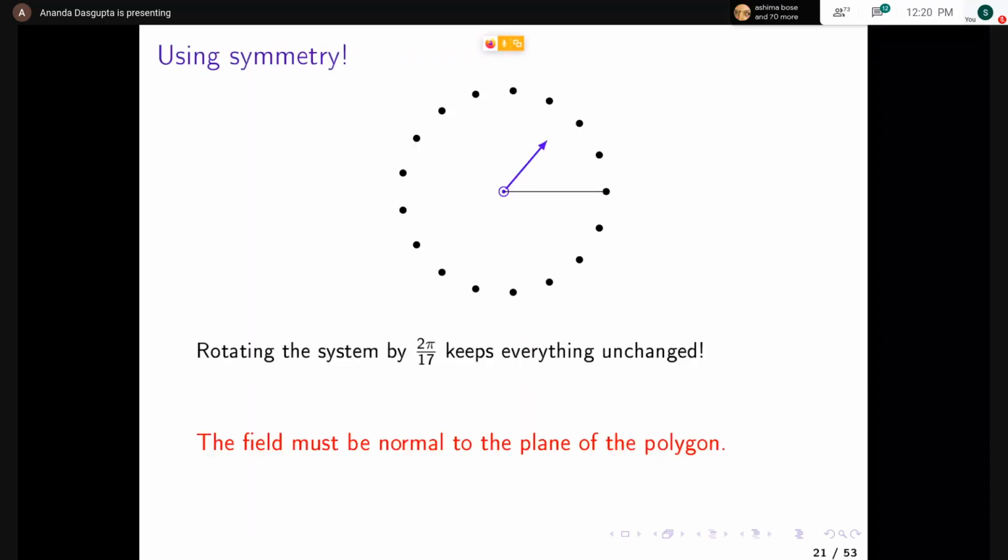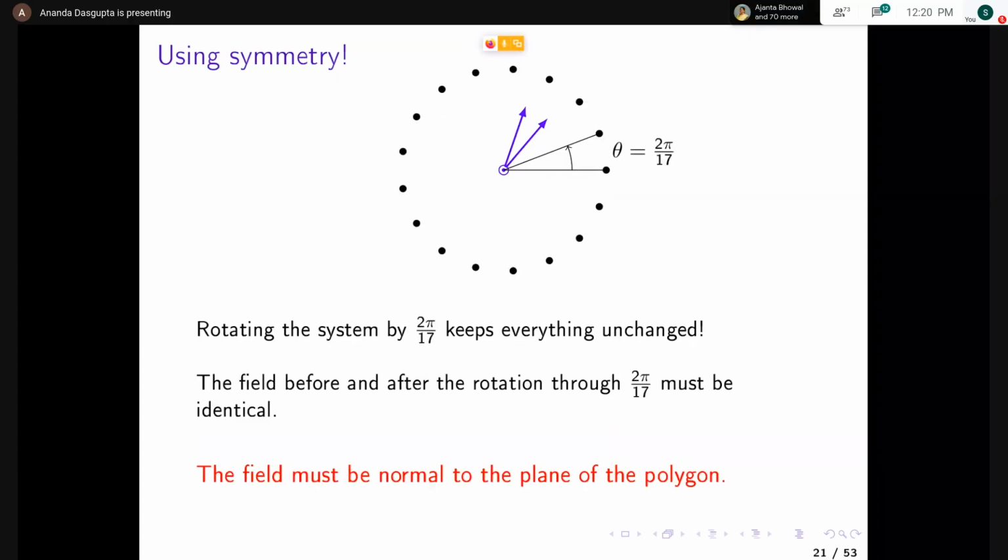And the answer goes this way. Without knowing anything else, we would say, okay, it's possible that there's an electric field component out of the plane of the mirror, and there's an electric field component in the plane of the mirror. But if I rotate the system by 2 pi by 17, or 360 degrees by 17, 1/17th of a full circle, all the charges will just move to the next slot. So if you were looking at the system before and after this rotation, you should never be able to tell the difference. So what happens to our electric field vector when you do this?